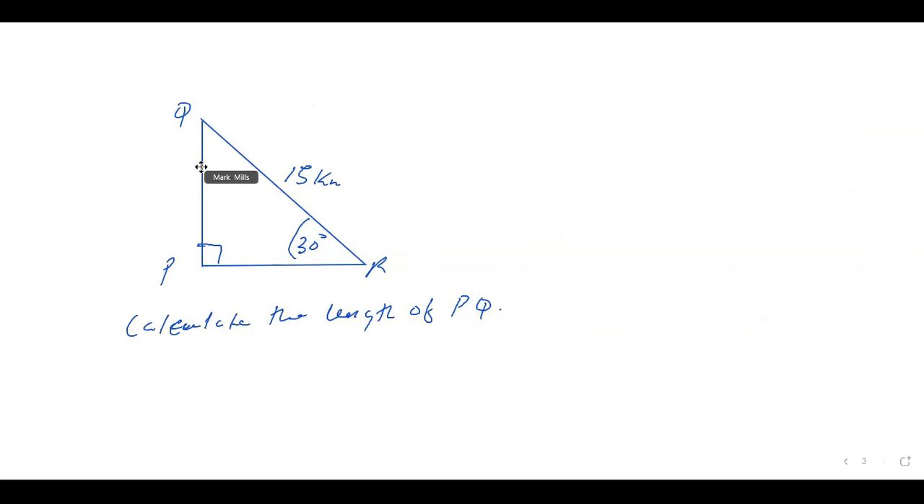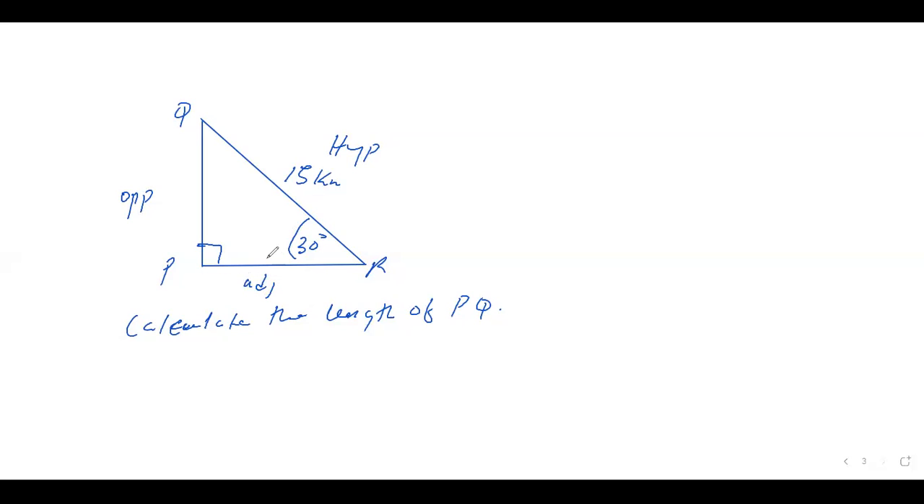Now, how do I label the sides? Anybody remember how to label the sides for the trig ratio? What do we call this side? Opposite. We call this side opposite, yes. What do we call this side? Hypotenuse, yes.